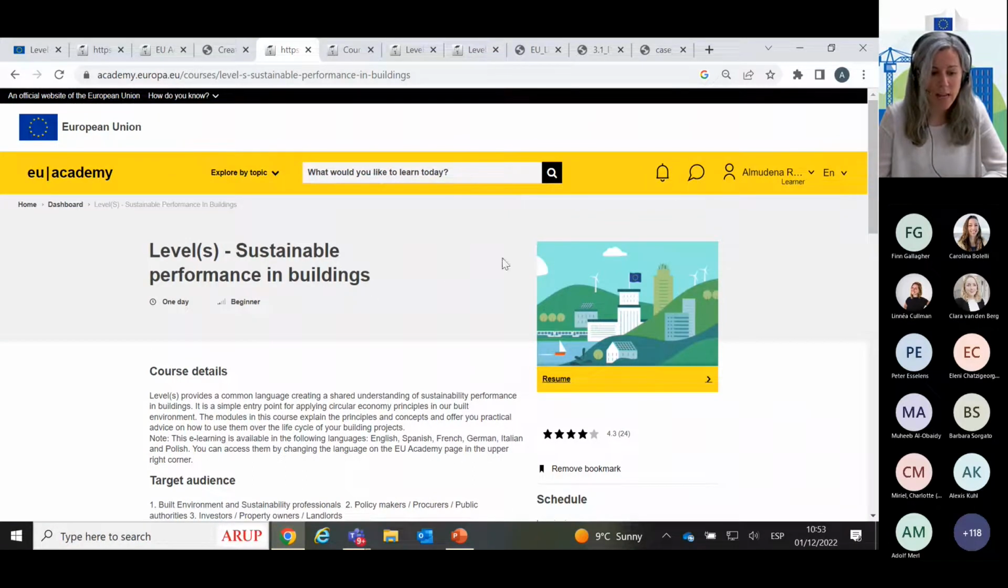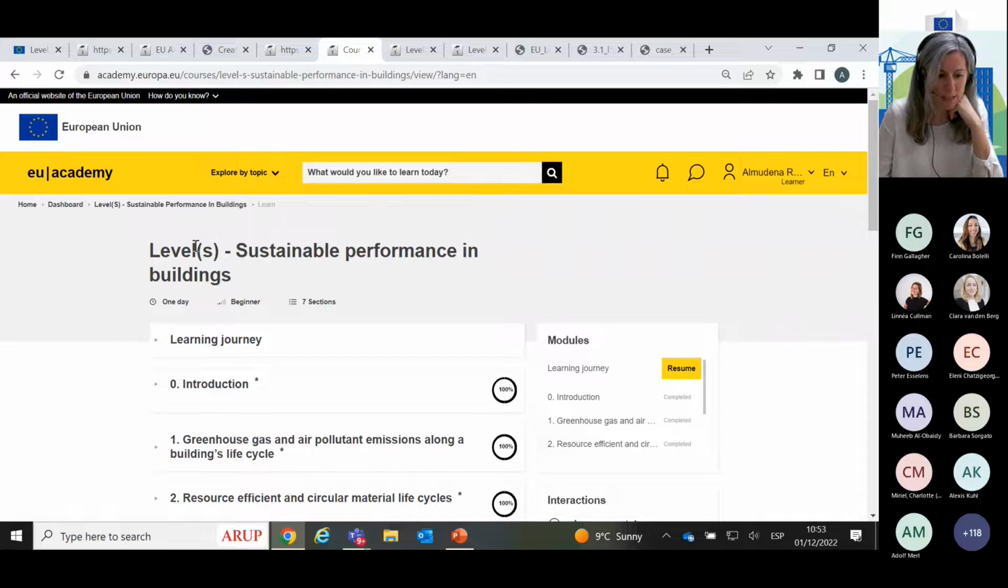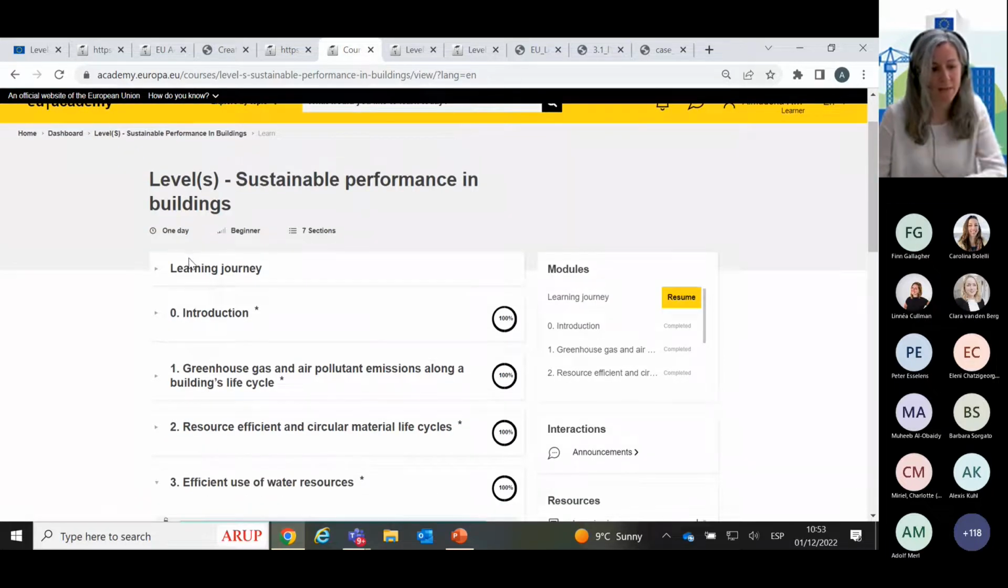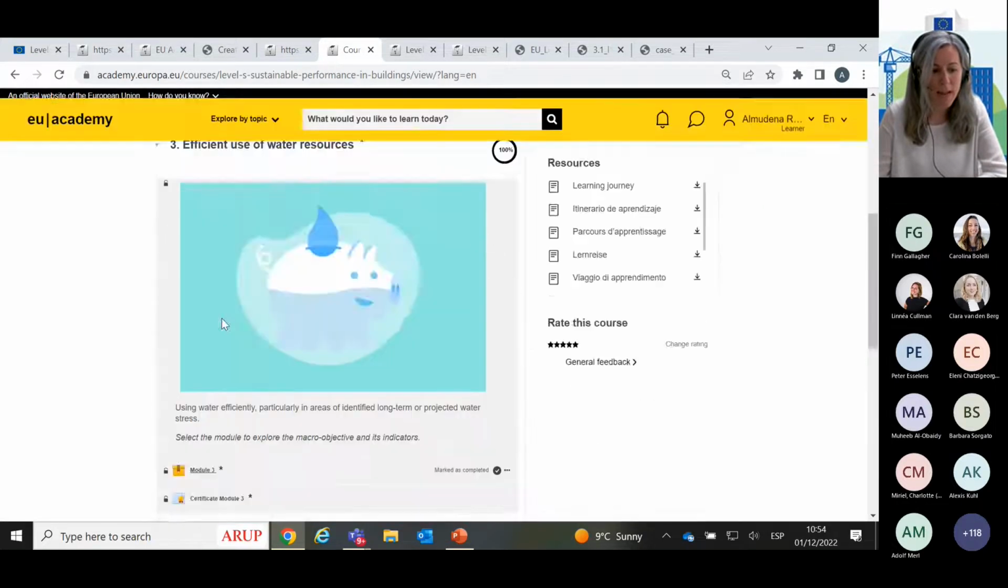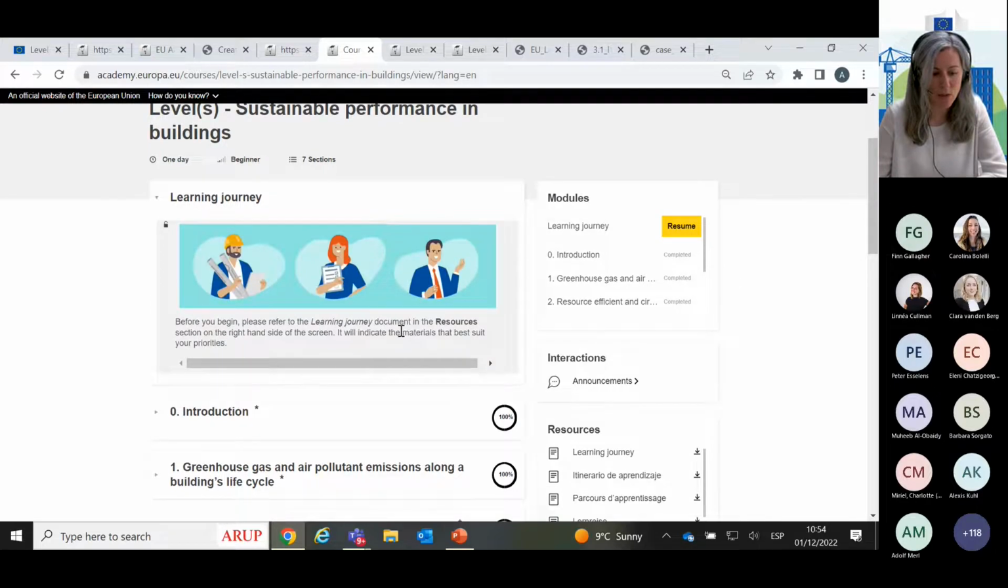Once you are logged in, because I am already logged in, it says resume, but for you it will say enroll. You click on enroll, and then you go to the course, where you can see this page with the different parts of the learning journey, the introduction, and the different modules. In the learning journey, you can see here the instructions to go to the document, which is in this place on the right-hand side.